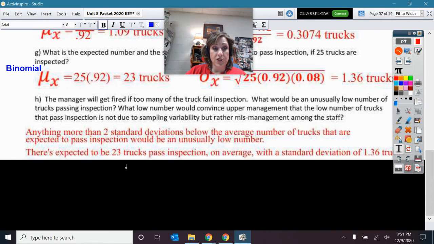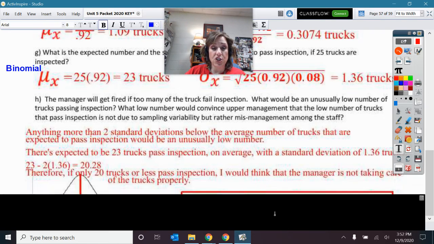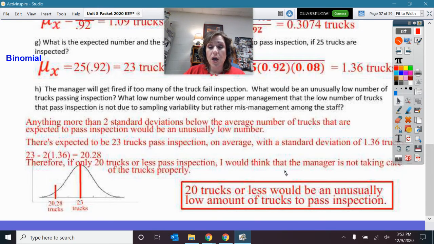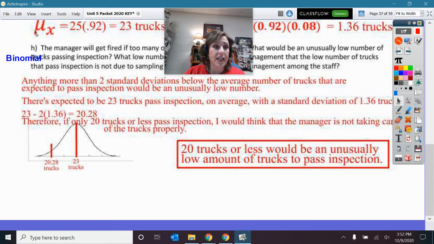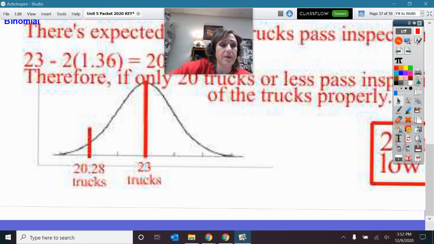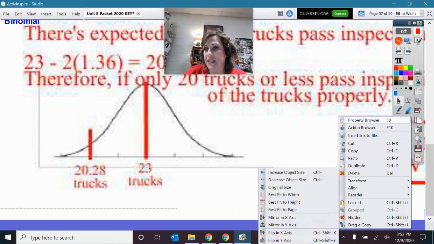So 23 is what's expected, with a standard deviation of 1.36. So I'm going to do the mean minus 2 standard deviations, and I get 20.28. So I have drawn a picture here because this has been an issue with students really following along and understanding what's happening here. So let's take a look. I don't know if I can zoom. Yeah, there we go. Okay, so think about it. This 20.28 is my outlier threshold, right here. 23 is what was expected.